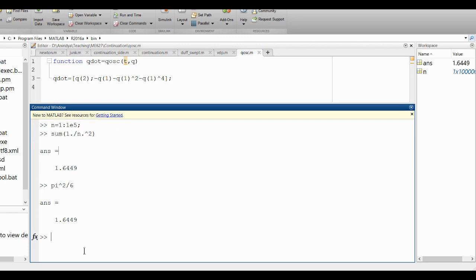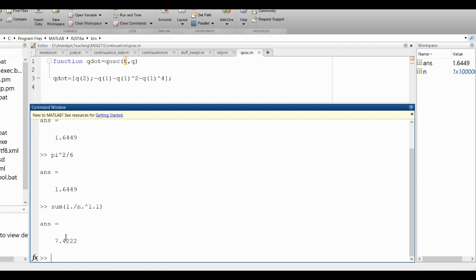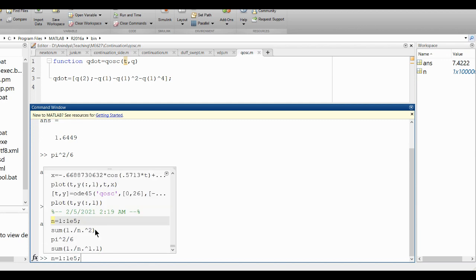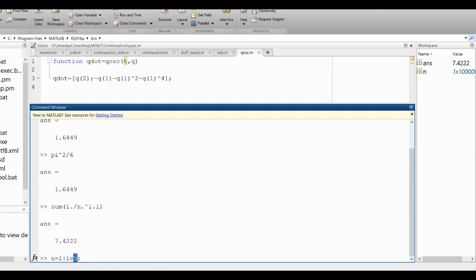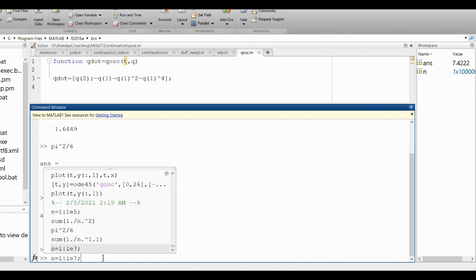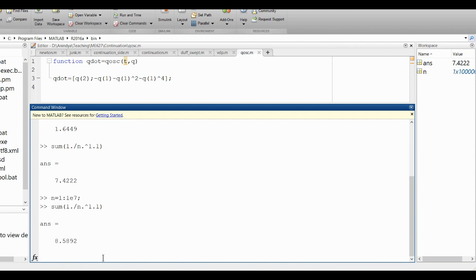However, if I do the same with sum 1 by n to the power 1.1, I know the answer is between 10 and 11, but I get 7. So clearly I haven't taken enough terms. If I take, instead of 10 to the power 5, 100 times more terms, that's a lot of terms, it is still 8.6. It is still far from 10. I have to take a lot of terms to get it there.